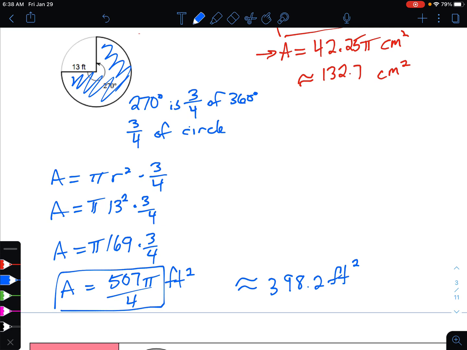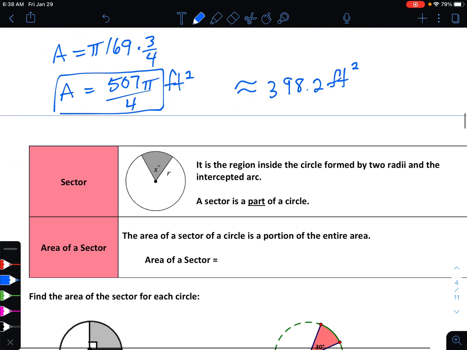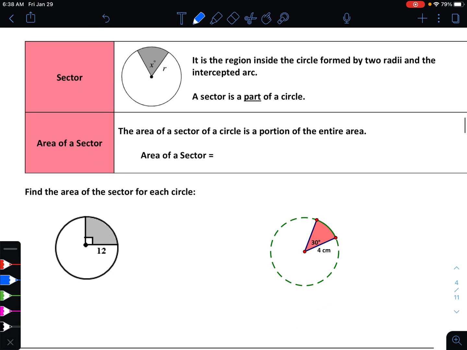Okay, so those are some basic examples of what we call sectors of a circle. But we're going to get into some more complicated cases where it's not going to be a nice 1/4 or 3/4, but a different size piece of our circle. So let's talk about what a sector is, give it a more formal definition, and give it a little better formula. So a sector is the region inside the circle that's formed by 2 radii, which remember radii is the plural for radius, and the intercepted arc. So a sector is a part of a circle. You could think of it as being kind of a slice of the pie.